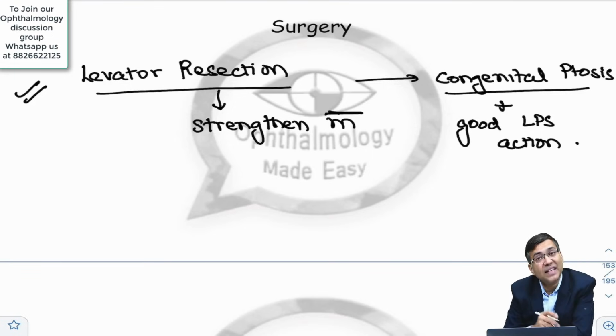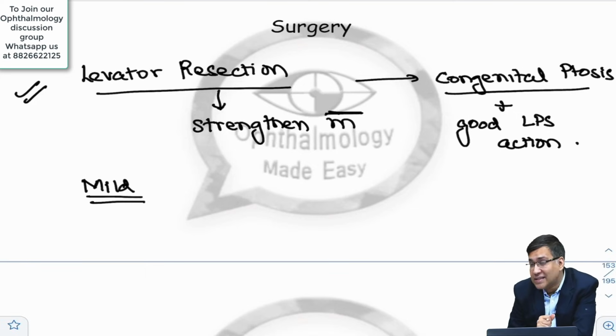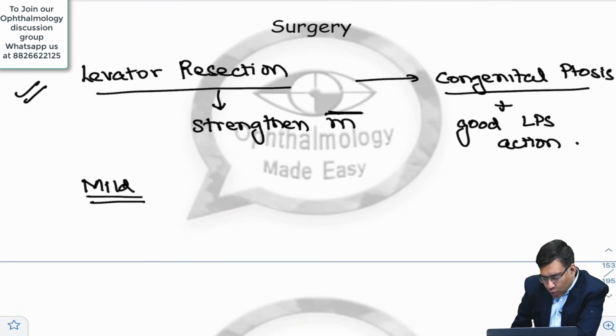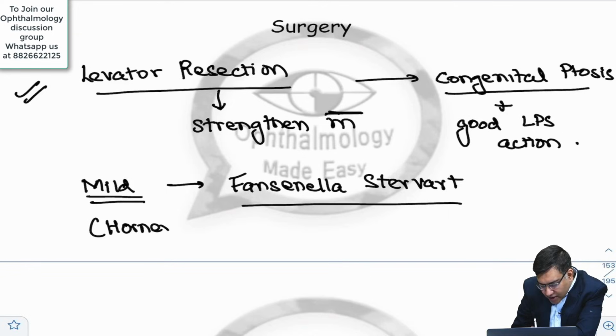Now sometimes there is a milder ptosis. If there is a patient who is having a mild ptosis, we do not want to do such a big surgery. In those cases, we can do a surgery which is called Fasanella-Servat surgery. Please remember the name. It is done in mild cases, and it can also be done in the mild ptosis which is there in Horner syndrome as well.